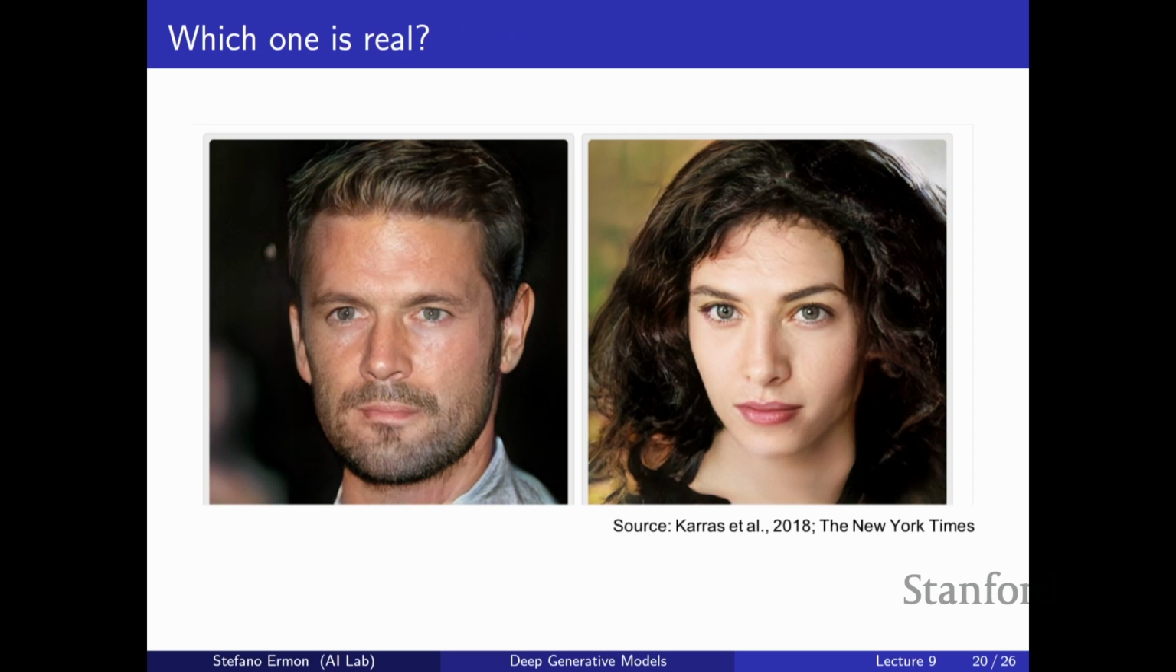The job of the discriminator is to basically look at a bunch of samples like these two, and you need to decide which one is real and which one is fake, essentially. So, which one do you think is real and which one is fake? It's actually both are fake.